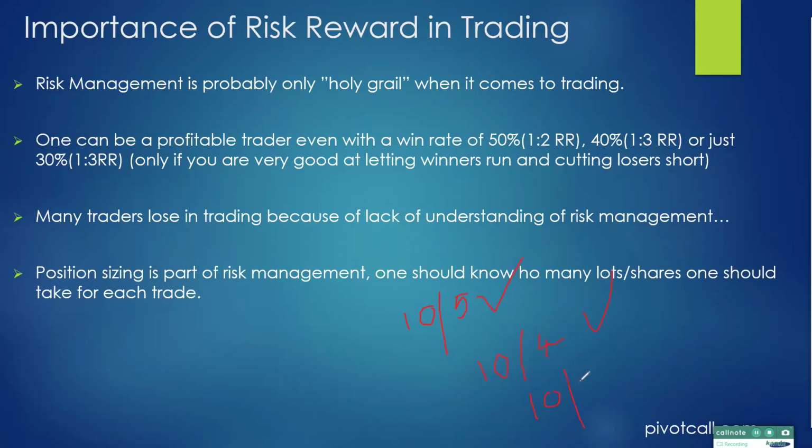Even if out of 10 trades only 3 times you win, 7 times you lose, still you can be a profitable trader. For that, you need to have good risk reward. That means if you trade with 1 to 3, your risk is only 1% and reward is 3%. Whenever you lose only 1% of your capital, and when you win 3 times your loss, then you can be a winner even with a 30% win rate. So don't worry about win rate, focus on risk reward.